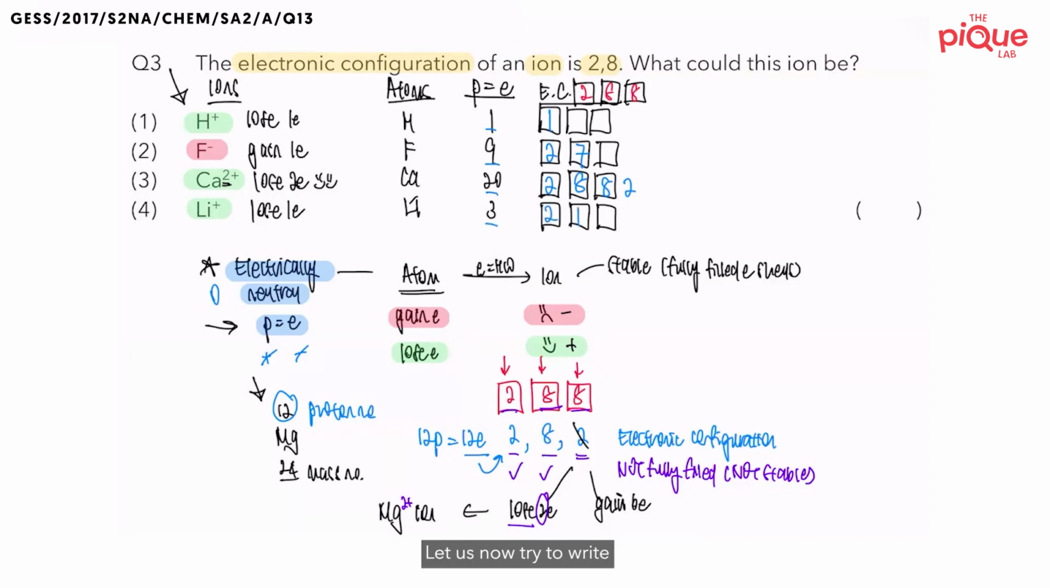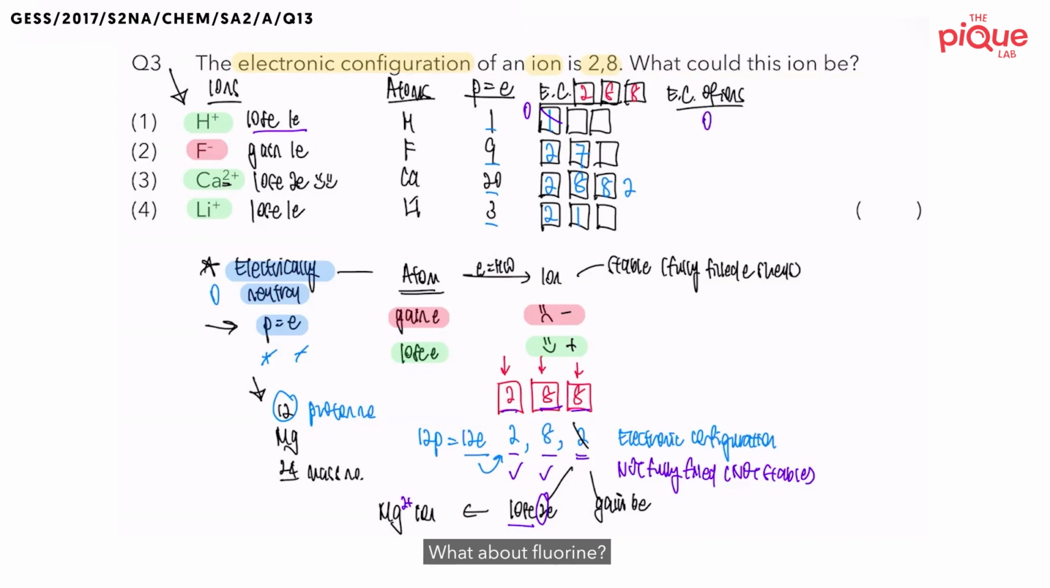Let us now try to write the electronic configuration of our ions. How do we do that? Well, we know that our hydrogen atom has lost 1 electron to become an ion. So I will simply cancel the 1 and replace it with a 0. So the electronic configuration of the hydrogen ion would just be 0.